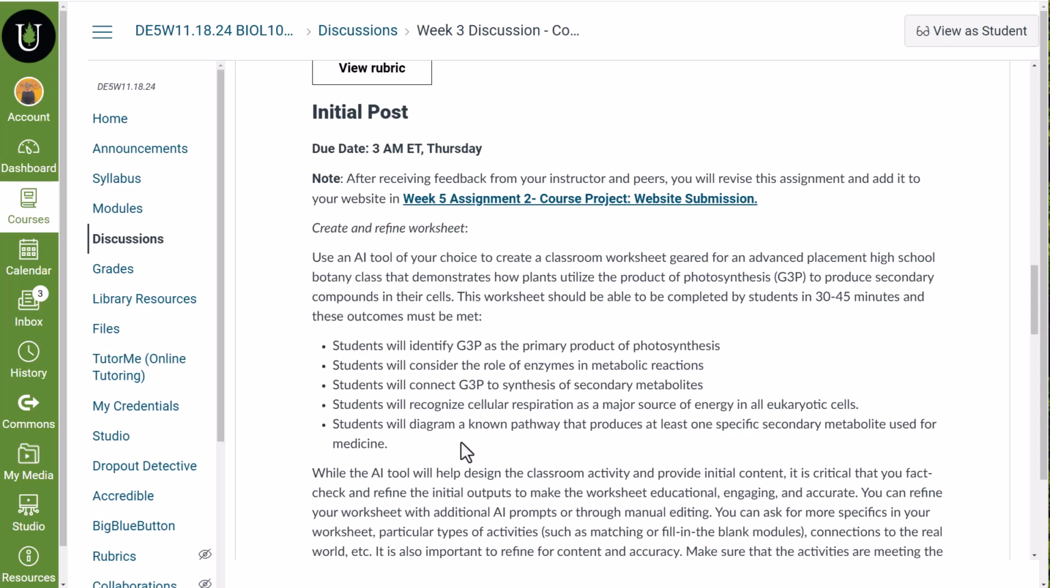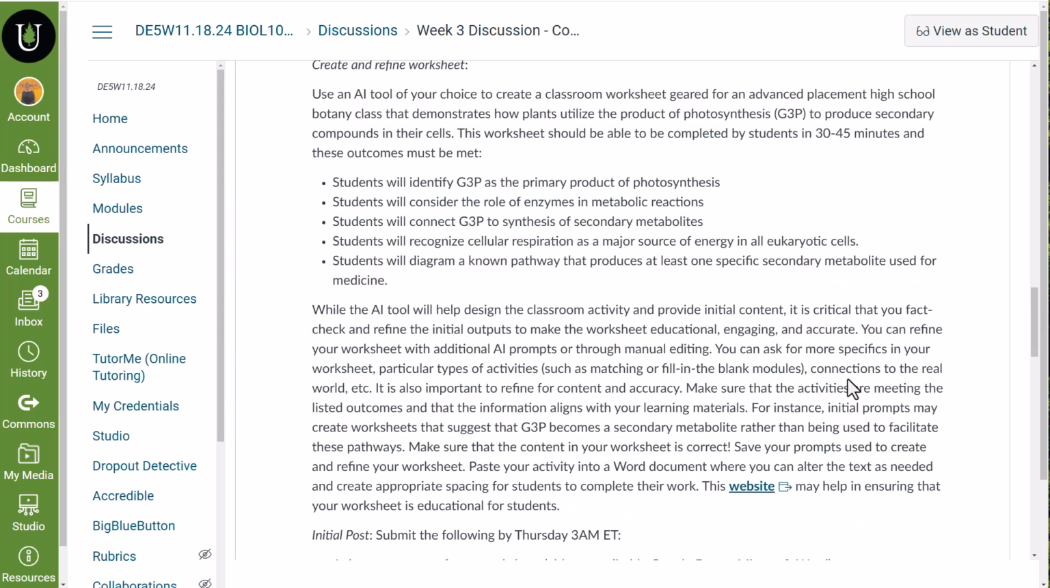And then you're going to also have them diagram a known pathway for a secondary metabolite. How do I take one of those primary molecules that I see in photosynthesis and modify it to make a secondary compound? You want to make sure that this is something that's engaging the student. They're having to do something. You're also going to make sure that you double check anything that the AI gives you, because AI is not always factually correct. So it's up to you to make sure that what you're putting in there is correct.